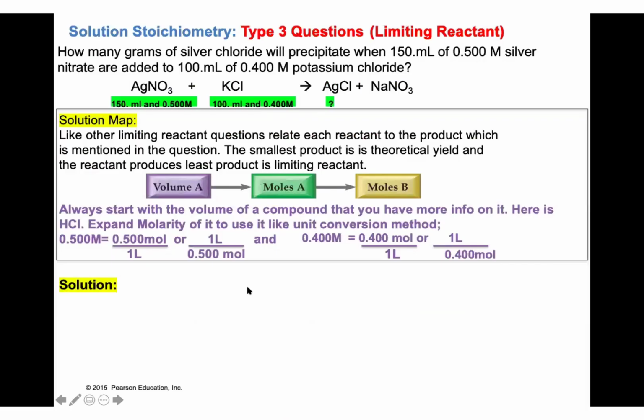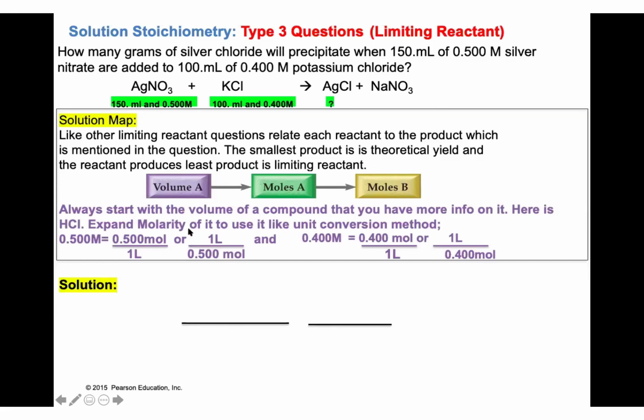So let's do the question and tell you what. So I have these 2 given numbers, and they ask for what? How many gram of silver chloride will precipitate? So they ask to compare each reactant to AgCl. So you're gonna relate each reactant to AgCl. Why? Because they asked in the question how many gram of silver chloride will precipitate. So I should find the theoretical yield basically.